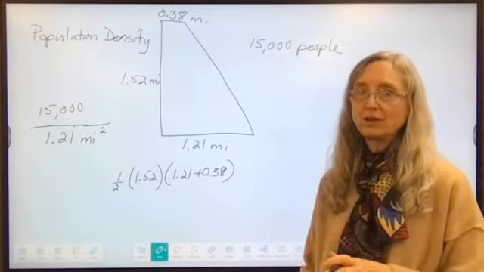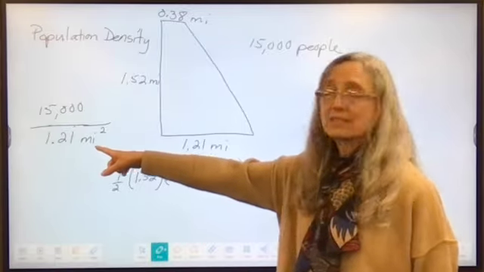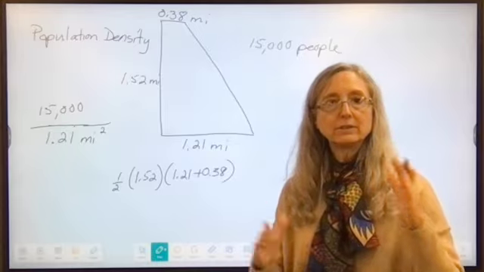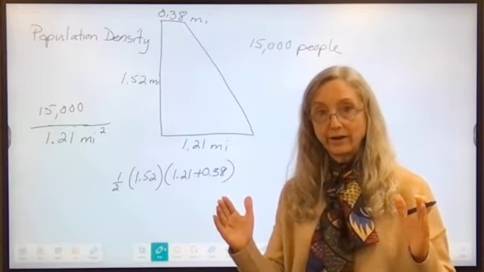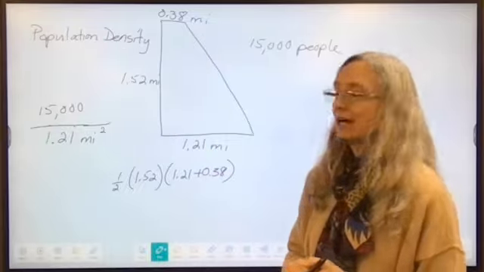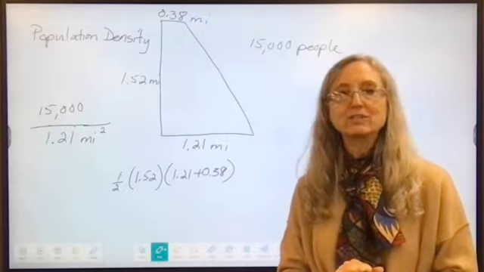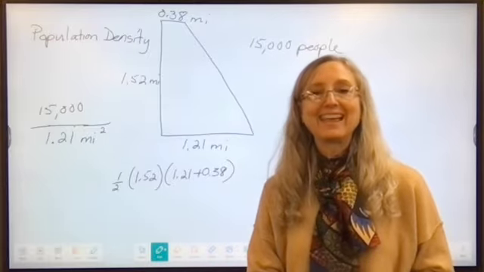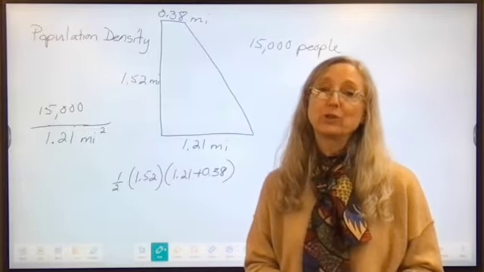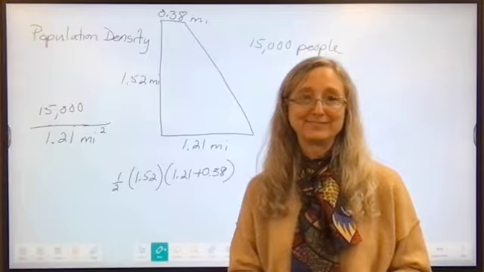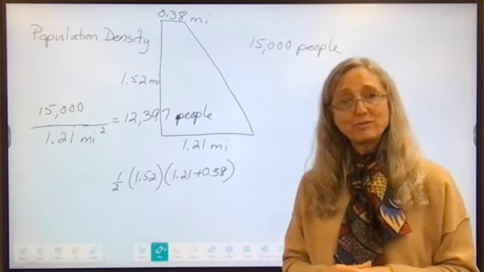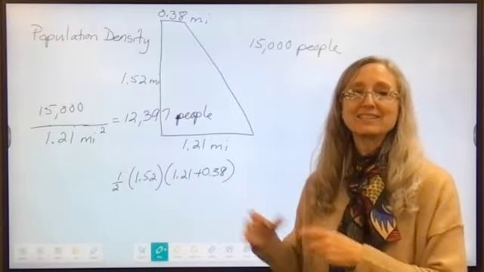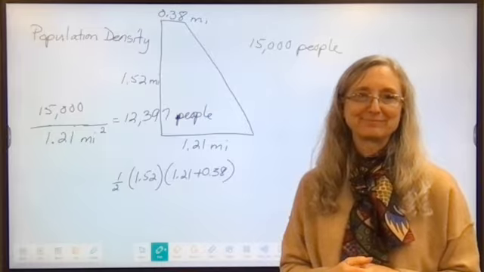So when you do that, and hopefully you actually do that, you get this is about 1.21 square miles. So a little over about 1.5 miles square. And you have 15,000 people in that area. So take 15,000 divided by 1.21, and that gives you how many people per square mile. And in this case, there are 12,397 people per square mile in this section of the city.